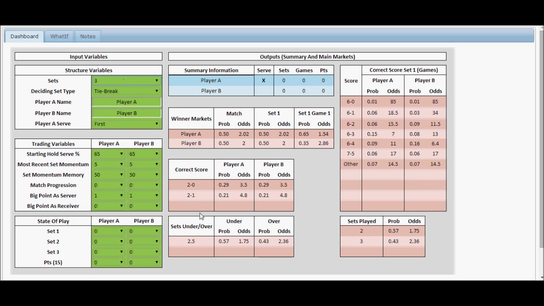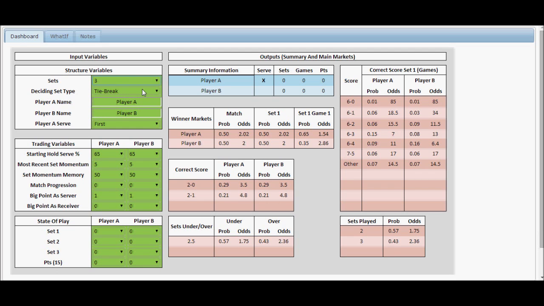So if it's 3, you get correct scores here, 2-0, 2-1. It's only under over 2.5 sets. Whereas if I go to 5, then the correct score is now 3-0 to 3-2. There can be more sets played, and obviously the prices change depending on that. So I'll just stay in 3 for most of this discussion.